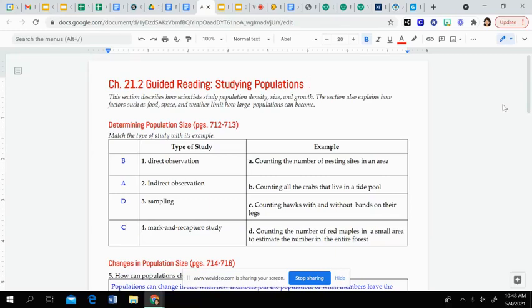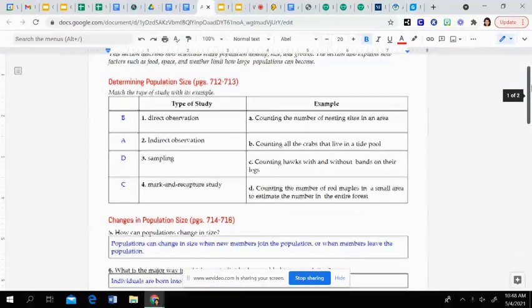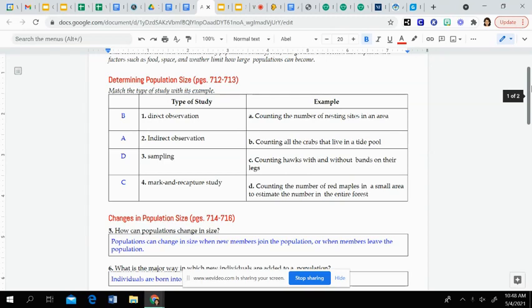All right, guys, we're going to go over the answers for our chapter 21.2 guided reading notes so you can double check them and make sure you have all your answers filled in for these notes and submitted. So, you are looking at determining population size.